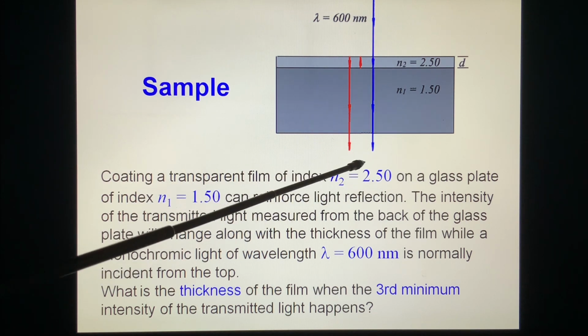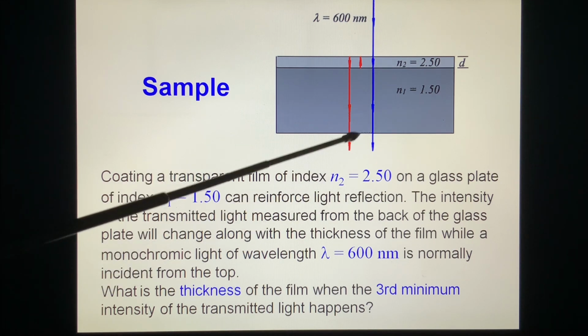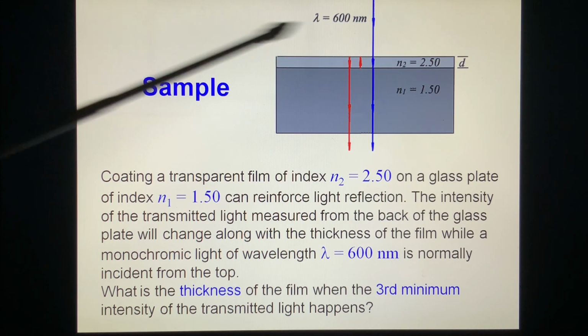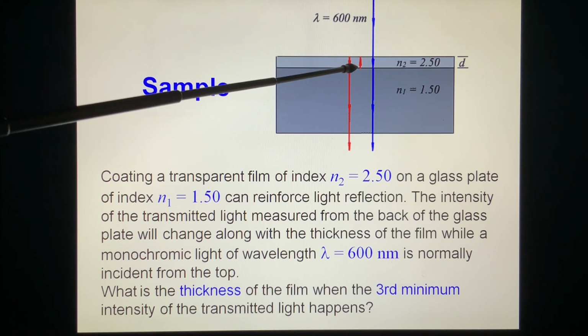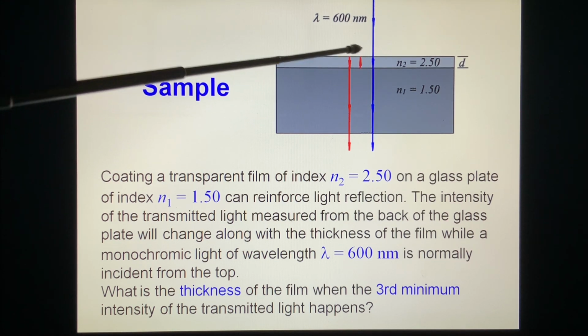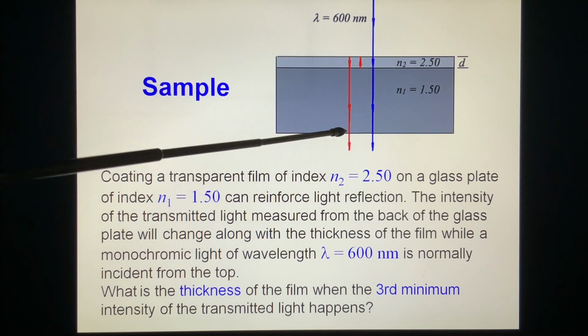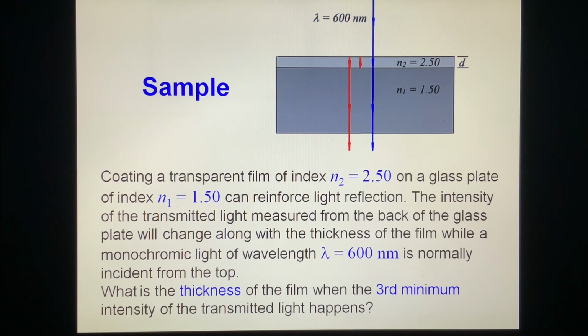This question means we look at the transmitted line from the bottom, not from the top. This line transmits directly through. The transmitted line never has a phase change. And the second one will be the black one. It reflects from this surface, goes back, and then reflects again from this surface and goes through. So these two lines are the ones that interfere with each other. Let's see what their phase or length difference is.